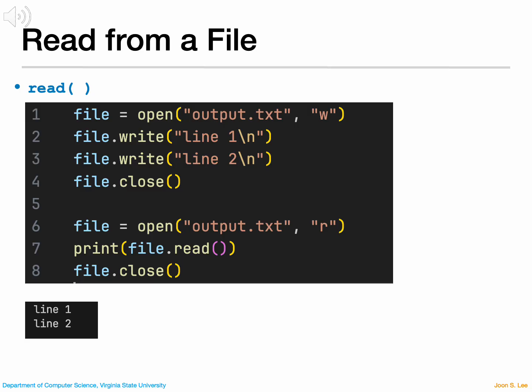In this example, we first write 2 lines to a file using write mode, just as we saw before. Then, we reopen the same file in read mode using r. The read function reads the entire contents of the file as a single string, which we then print to the screen. Notice that the new line characters we added earlier are preserved, so each line appears on a separate line in the output. Reading from files allows your programs to retrieve stored data and use it for further processing.